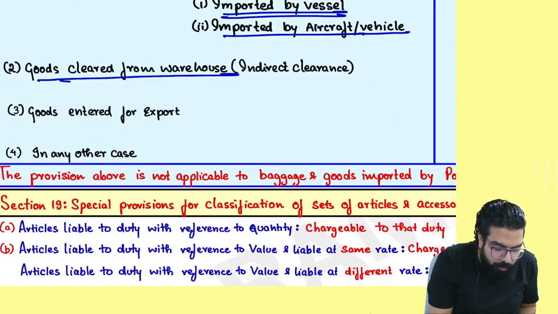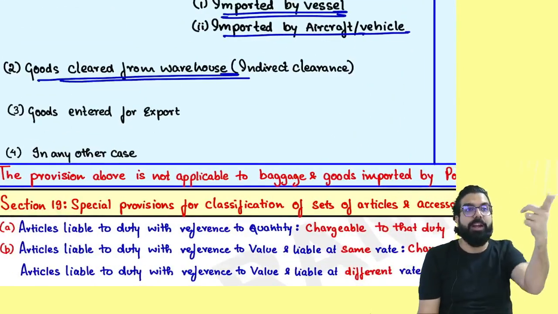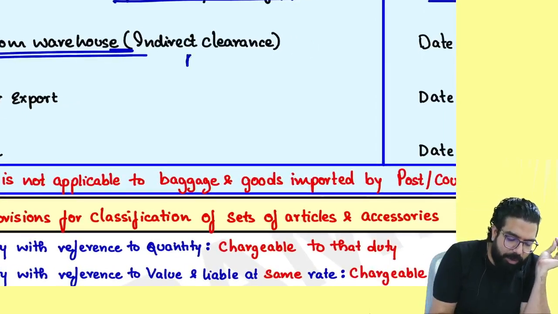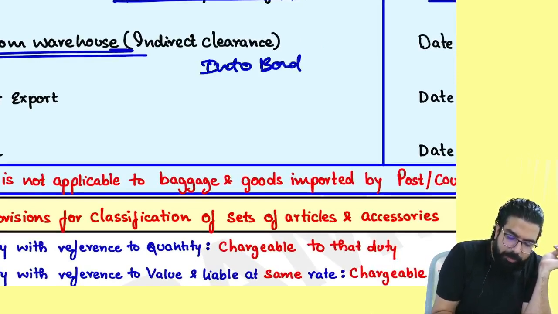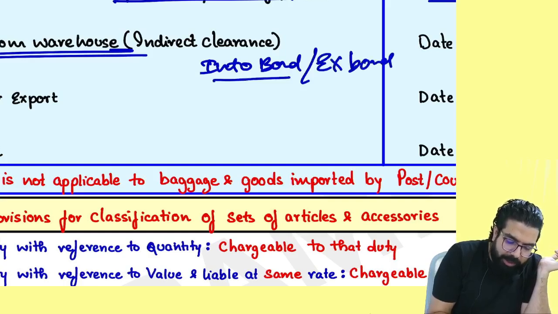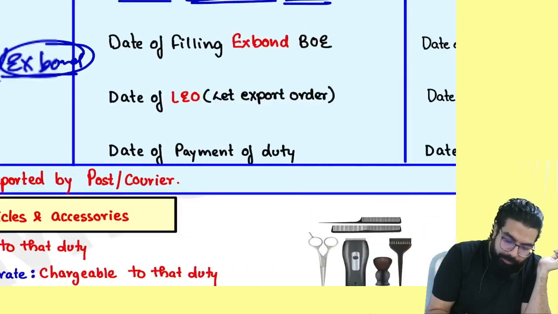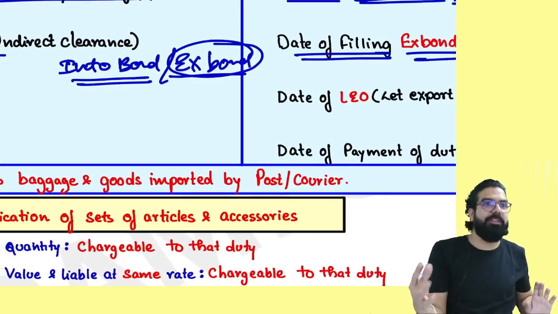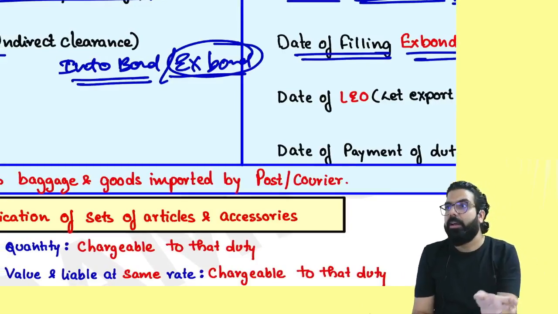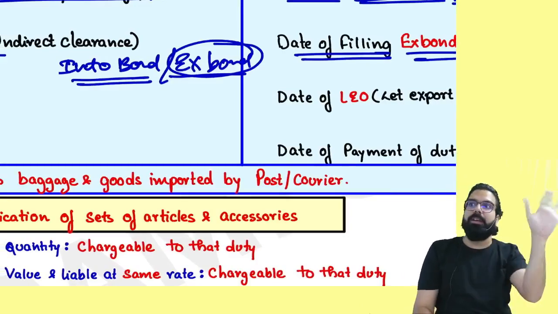Next. In case of clearance for warehousing, first you will file which entry, everyone? Bill of entry for into bond. Your goods will be transferred to the warehouse. Then you will file what? Which one will you take, into or ex-bond? Which is later? Date of filing, ex-bond. In the exam, don't write into or ex, which is later. Directly write date of filing ex-bond, whichever is later.